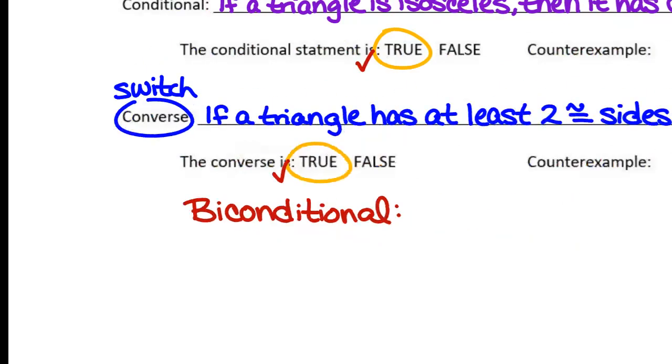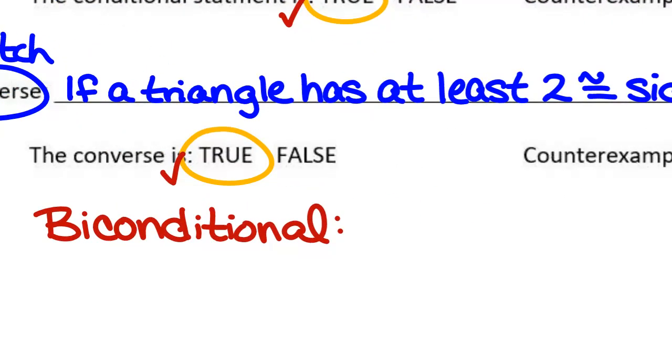All right, so we want to write this biconditional. We start with the hypothesis, and it doesn't matter whether I look at the original if-then or whether I look at the converse. But I need the beginning part. How should I start my biconditional? A triangle is isosceles.